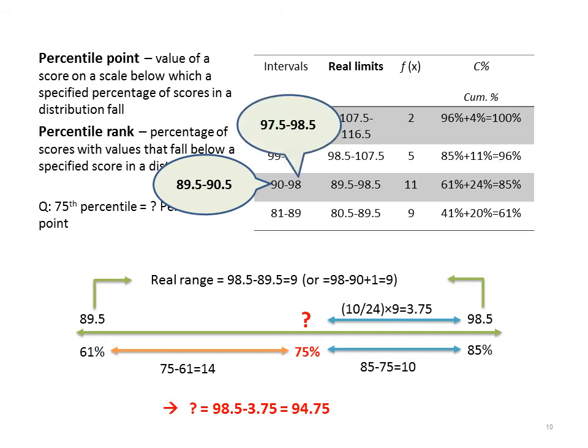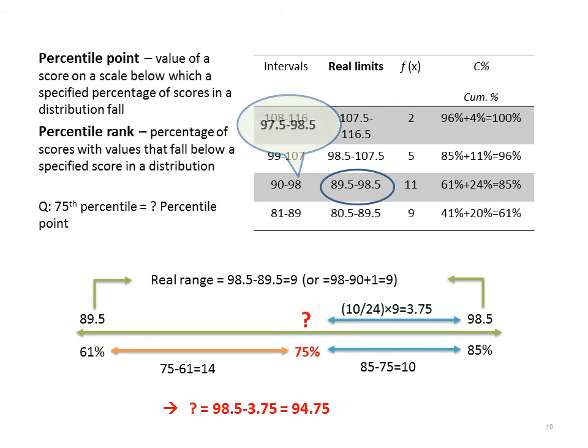Same for the value of 98. The real limits are 97.5 to 98.5. Same for the interval of 90 to 98. The real lower limit is 89.5 and the real upper limit is 98.5. And the difference between the real upper and the lower limits is the interval width, or the real range of the interval. And in this slide, our problem to solve is to find out the value of the score at the 75th percentile.